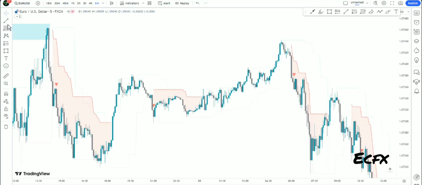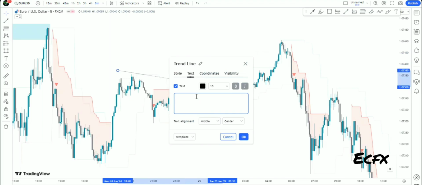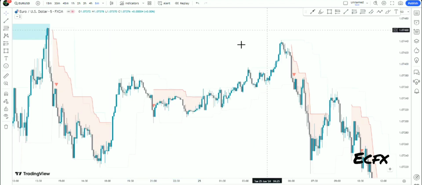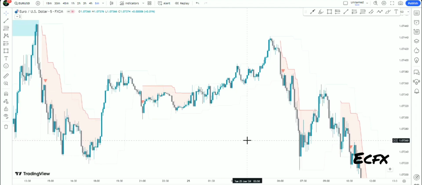You need to be able to identify when price is in liquidity, which this over here is liquidity, but that's a topic for another day. So you need to be able to identify when price is in liquidity and when to take these entries, right?